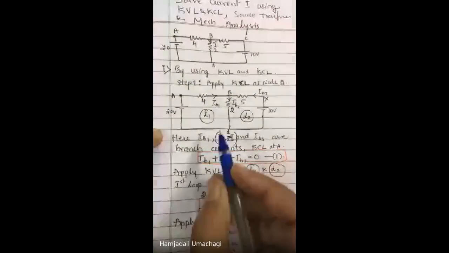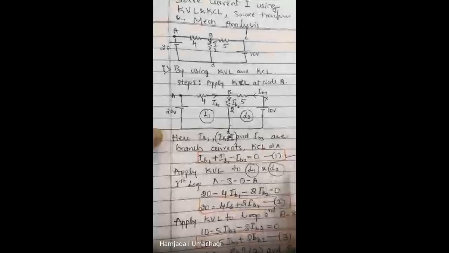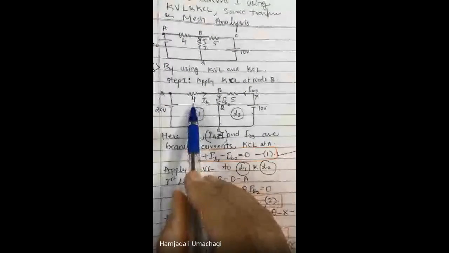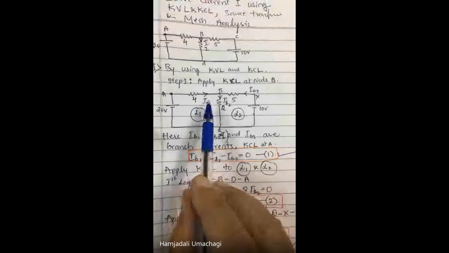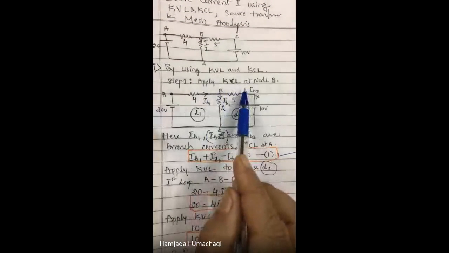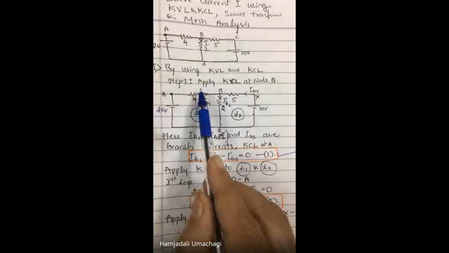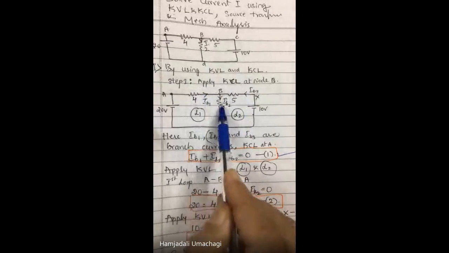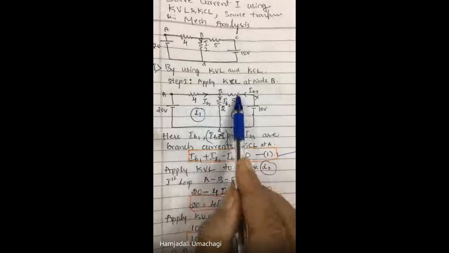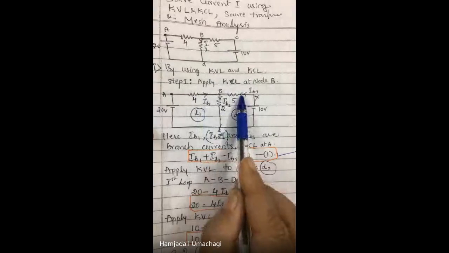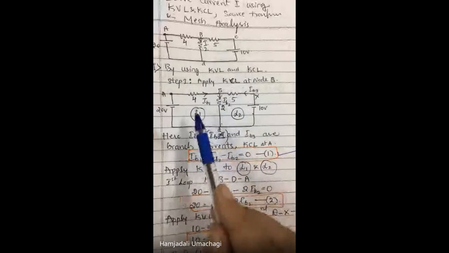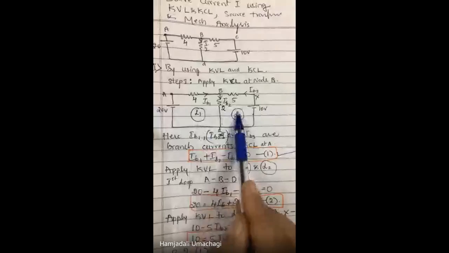First we need to write KCL for the circuit. The first and foremost job in KVL and KCL is to assign branch currents. Here there are 3 branches, so I assigned IB1, IB2, and IB3 for these branches. After assigning the branch currents, we have to note down the loops. Here there are 2 loops.